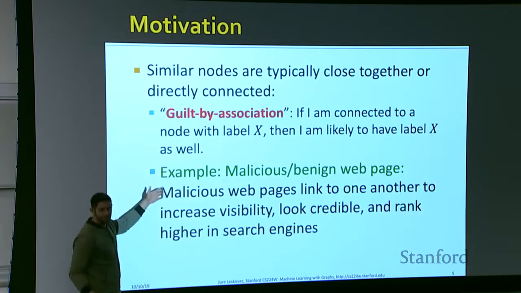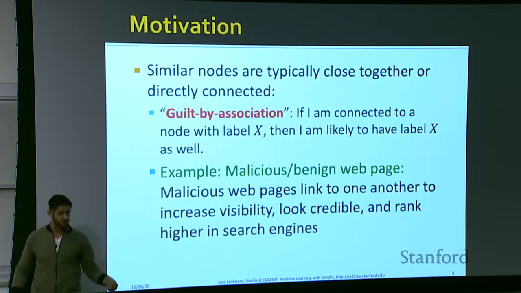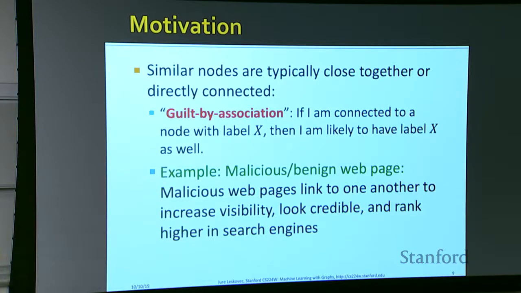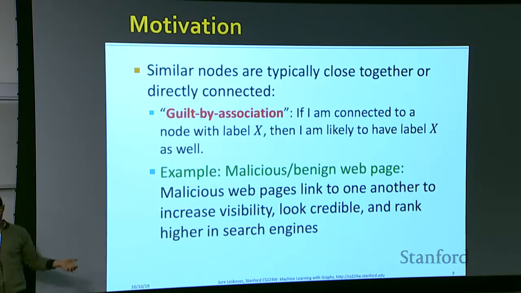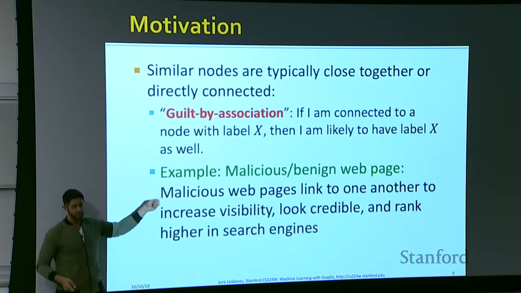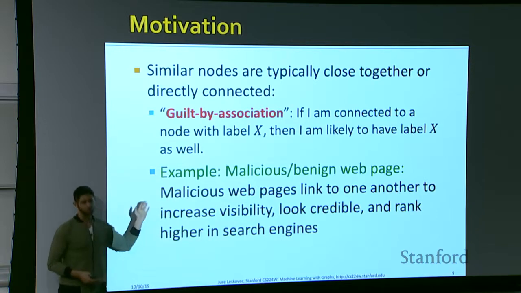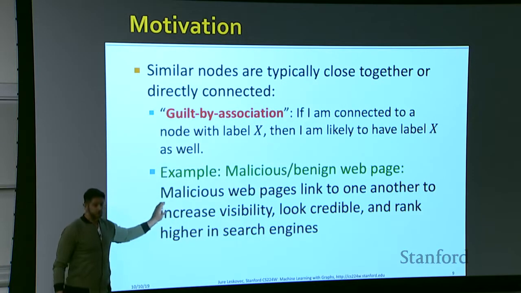Now, other examples that are going to be more useful throughout the lecture. So, for instance, malicious or benign web pages. This is a very common problem. Usually, malicious pages tend to link to each other, okay? Just to increase their own visibility, look credible, and also in the hope of ranking higher in search engines, okay? And rarely will these malicious web pages be linked by very trustworthy websites, okay? So we all hope that the New York Times is not going to be pointing to a lot of websites containing fake news, for example, okay? So this is the intuition.